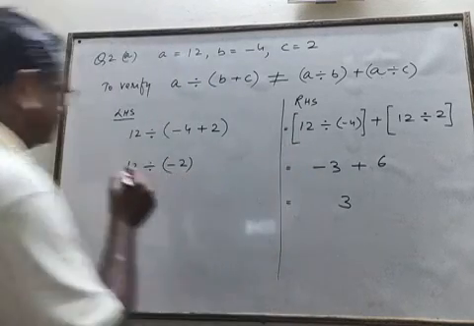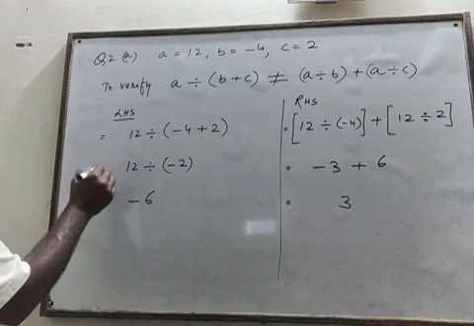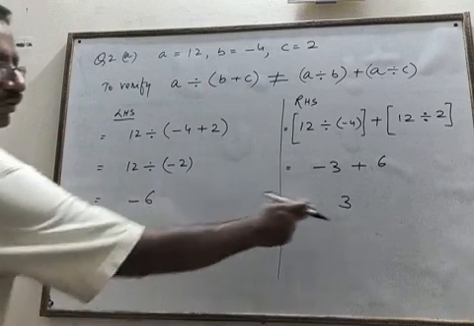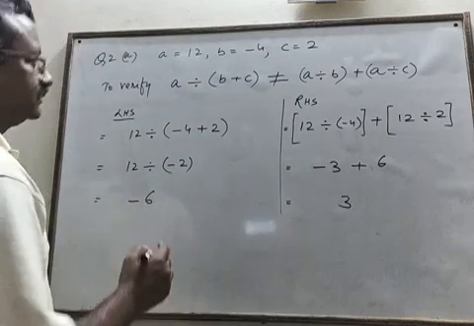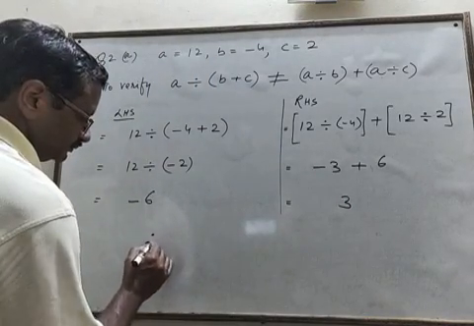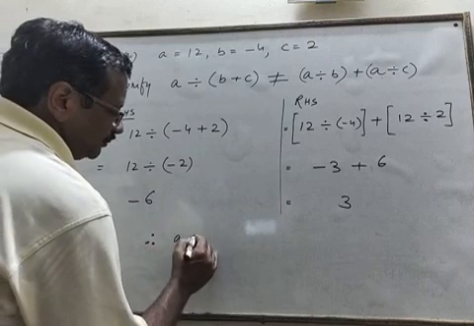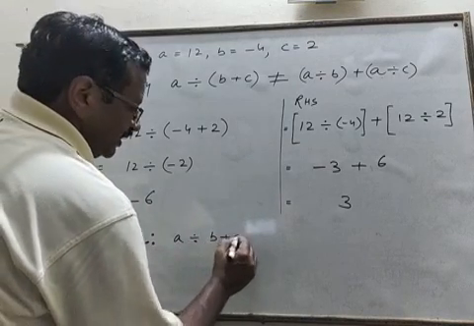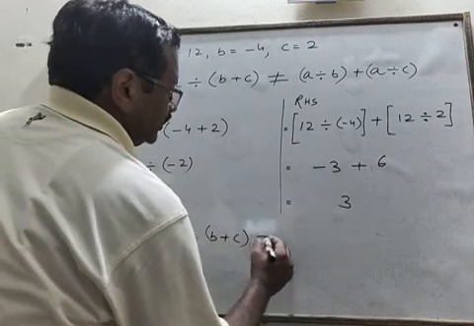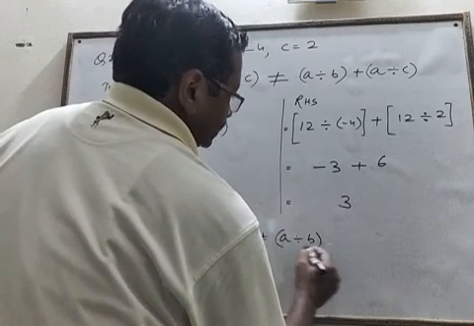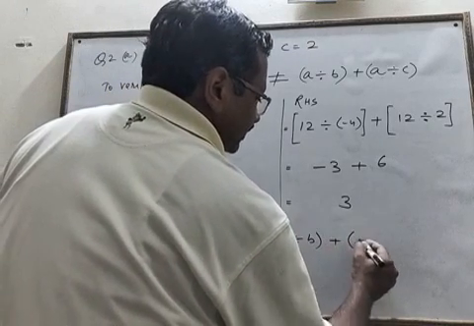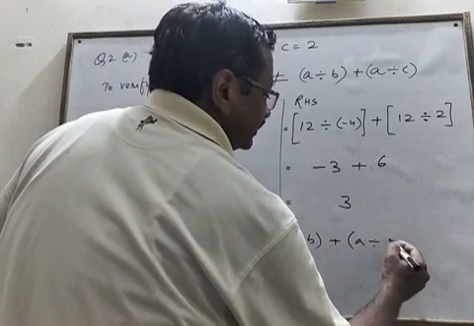So you will see that our answer is not matching, so we will say that therefore A divided by B plus C whole is not equal to A divided by B plus A divided by C.